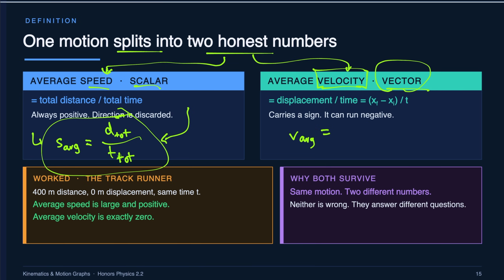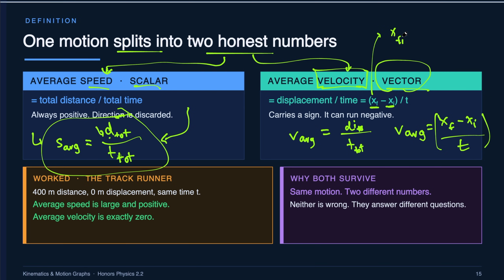It would be displacement over time. So displacement total, which I'm going to write as delta x to differentiate it from d for distance, over time total. Since we know that displacement is just the difference between the final position and the initial position, we can write it as x final minus x initial over t. Okay, the t is coming from here. And x f just denotes the final position.